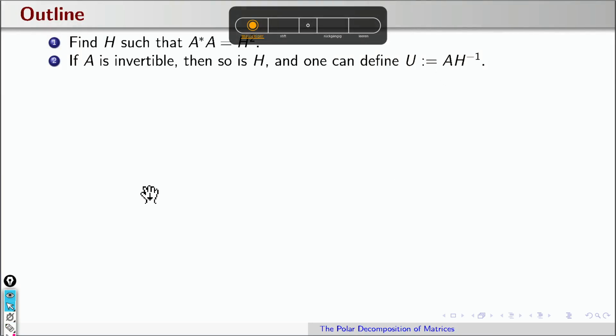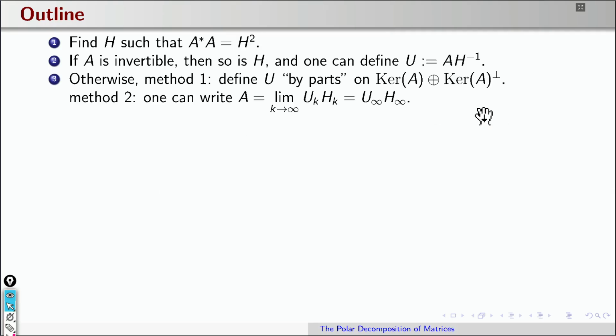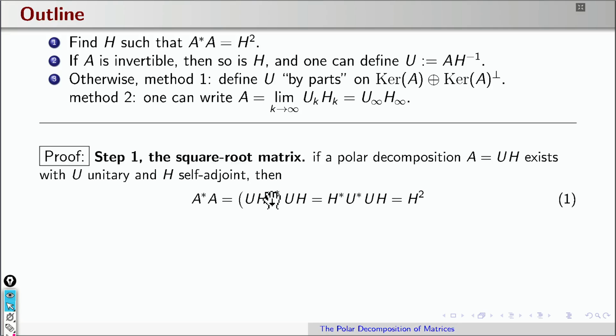If A is not invertible, then you define U on different subspaces, and you will see that it is fixed on this space, but here you will have a choice. A second method is to approximate A with invertible matrices for which we have the polar decomposition, and find a way to find convergent subsequences, and then you have to show that each subsequence does converge to a unitary element, and here a positive element. So let us start the proof.